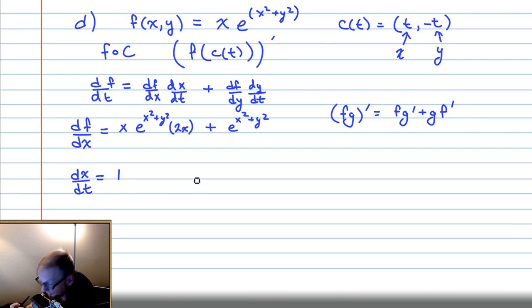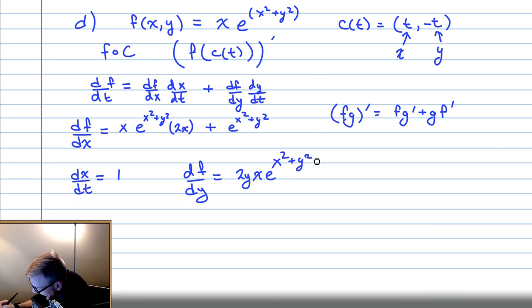And then we need df with respect to y. And what is that? Well, we only have the y variable up here, and x is constant. So we don't have to mess with much. It's just 2yx e to the x squared plus y squared. Not too hard. Now we need the derivative of y with respect to t. What's the derivative of y with respect to t? We've got -1 this time.